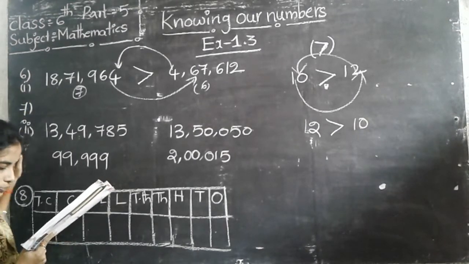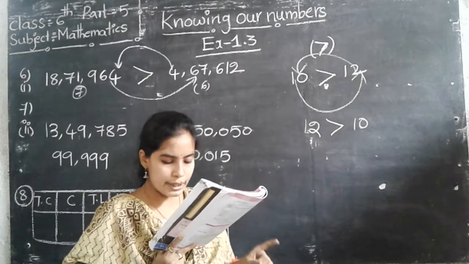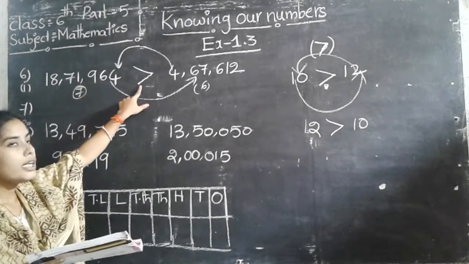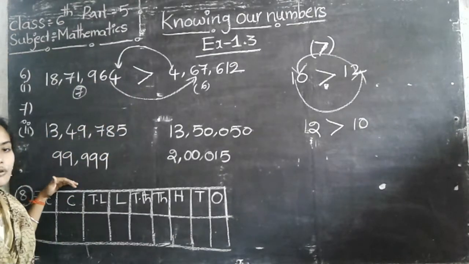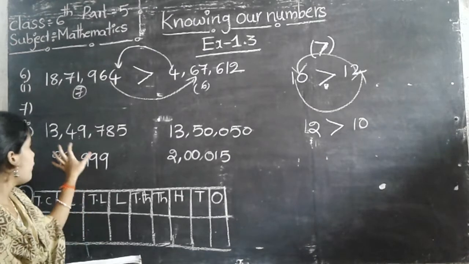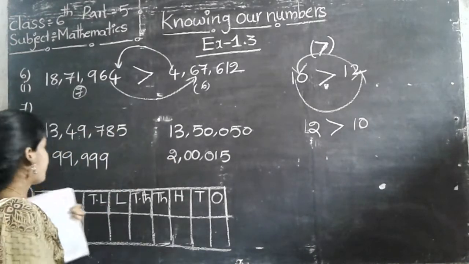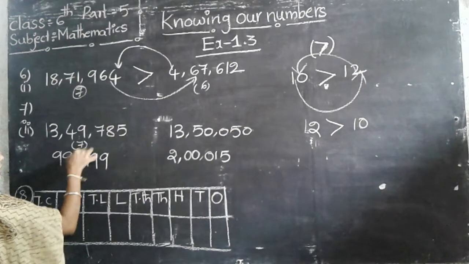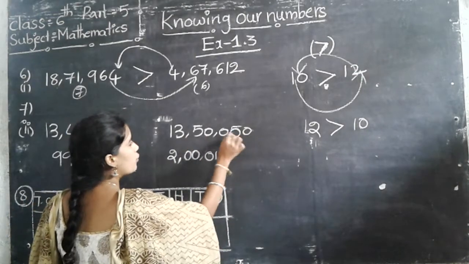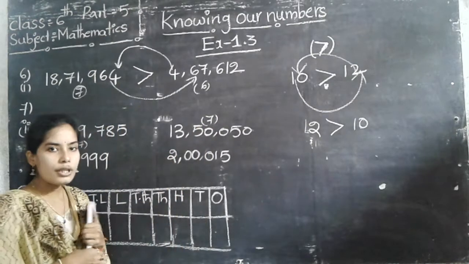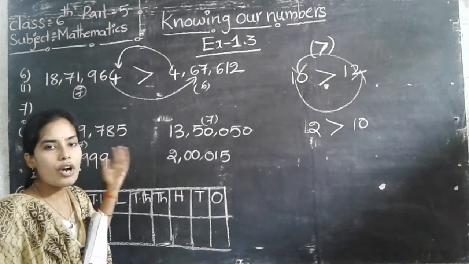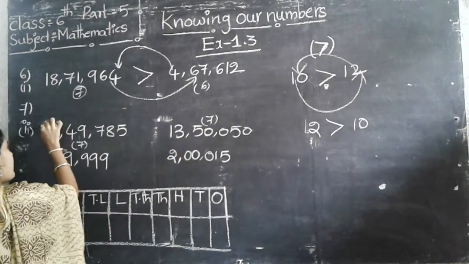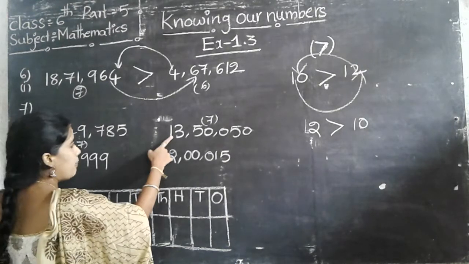Next, the seventh bit. Which is smaller among these two? Use the less than symbol. In the sixth bit we used greater than, but in this next case we have to use the less than symbol. Before that, first we have to count the number of digits. Let's count: 1, 2, 3, 4, 5, 6, 7. The number of digits is 7. Here also 1, 2, 3, 4, 5, 6, 7. So on both sides the number of digits is the same. So what should we do? If the number of digits is the same, let's compare the highest place value.